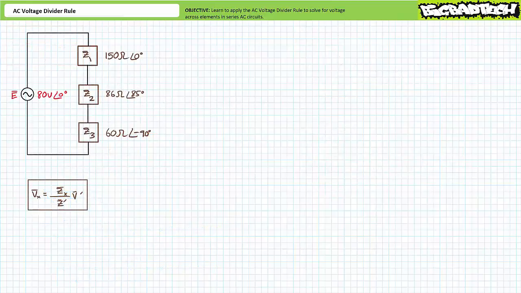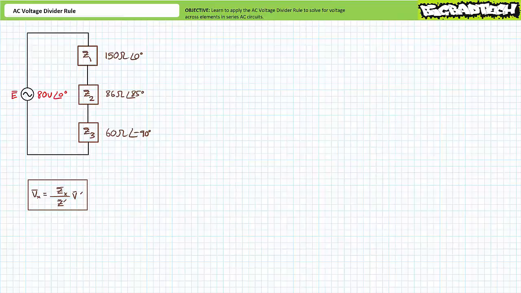Alright, let's try another illustrated example of the AC voltage divider rule, this time featuring a series combination of three elements. In an effort to make this lecture compact, note I've already taken the liberty of calculating the impedance for each element. The first element, Z1, has an impedance of 150 ohms at an angle of 0 degrees. Most likely this is a purely resistive element. The second element, Z2, has an impedance of 86 ohms at an angle of 85 degrees. Most likely this is an inductive element that features a tiny amount of internal resistance. Finally, the third element, Z3, has an impedance of 60 ohms at an angle of negative 90 degrees. Most likely this is a purely capacitive element.